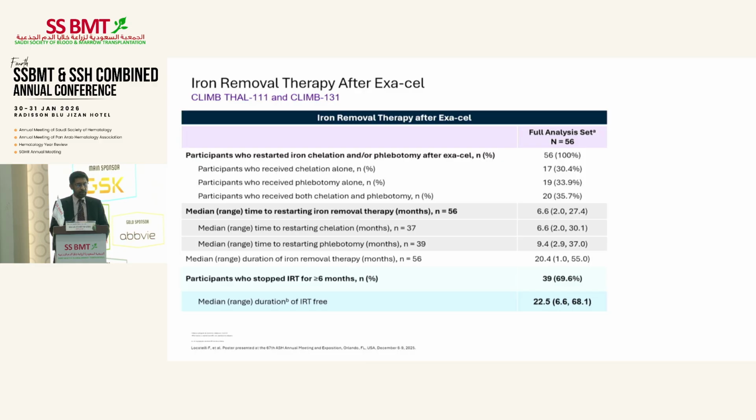Patients on iron chelation had to stop iron chelation before the infusion for about a week. And then after the cells are infused, they are not allowed to start iron chelation for at least 6 months after the infusion. And then they looked at their iron levels, and you can see here 69% of patients after 6 months restarted their therapy, and 70% are without any iron overload.